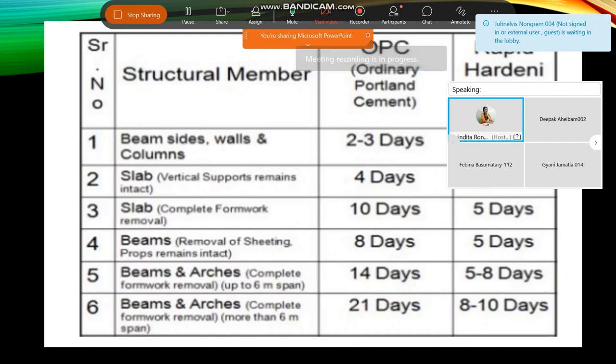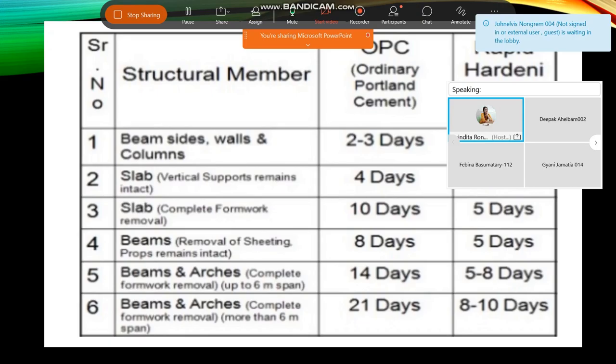Here I have shown a table of structure members with ordinary Portland cement and rapid hardening cements. So these structural members take this much time in days depending on the cement. For beam sides, walls and columns, if you use OPC, that is ordinary Portland cement, it will take 2 to 3 days, and for rapid hardening it will take 2 days. For slab, vertical support, 4 days and 3 days.